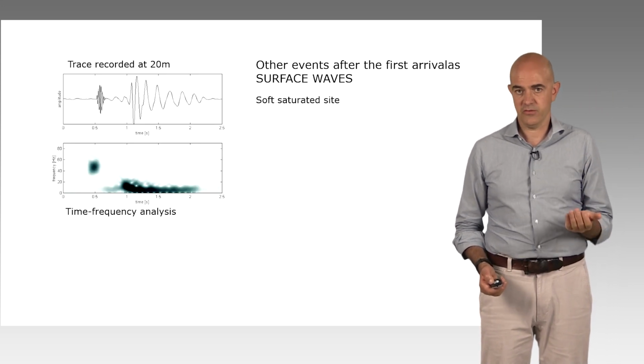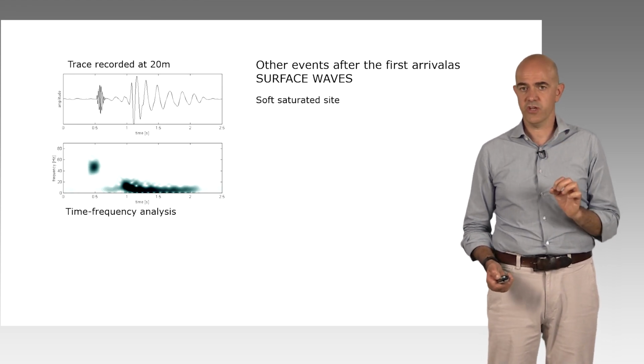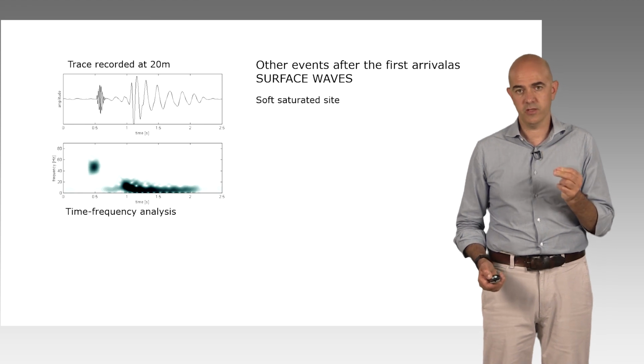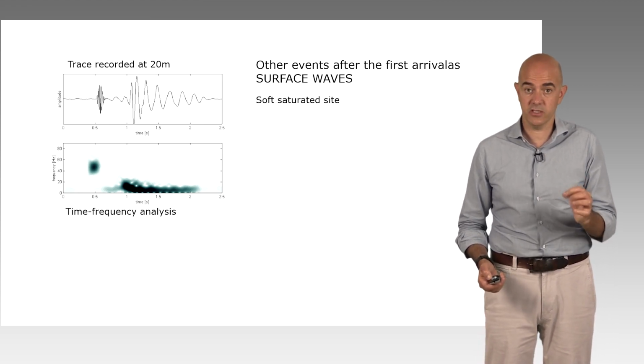But there are other things. And there are, for example, the surface waves. When you look at this example of a single trace, you see how variable the property of the seismic energy arriving to a single trace can be.